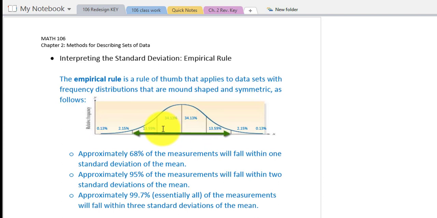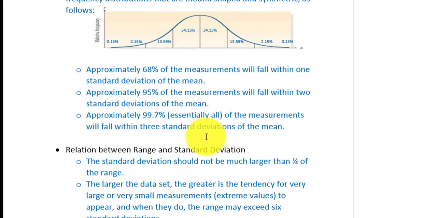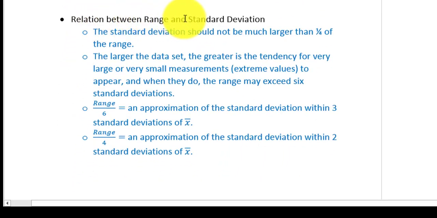So if we expand this to 2 standard deviations, approximately 95% of the measurements will fall within 2 standard deviations of the mean. Looking at our distribution curve, it's about 13 plus 34 plus 34 plus 13 and those decimals associated. So that would be about 95% of our data. And finally, within 3 standard deviations on each side of the mean, we have about 99.7%, that's almost all of the measurements. So the relation between range and standard deviation, we can discuss that next.